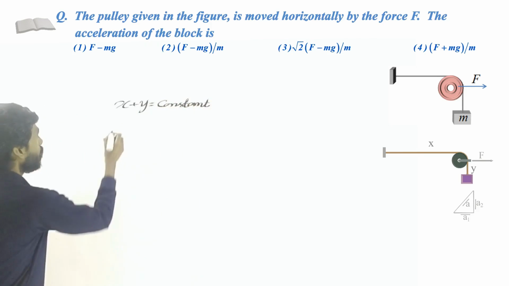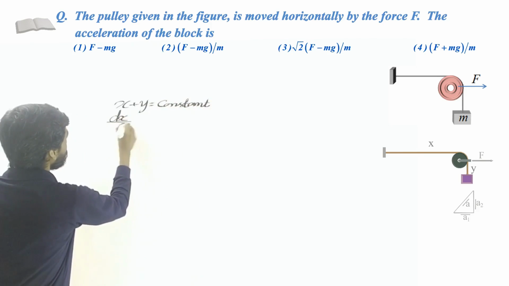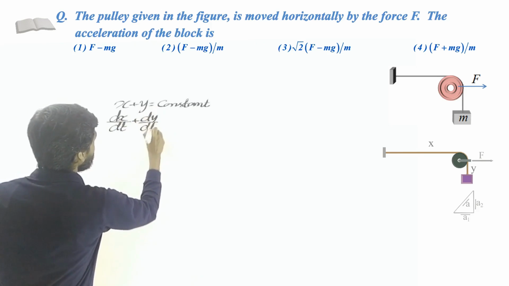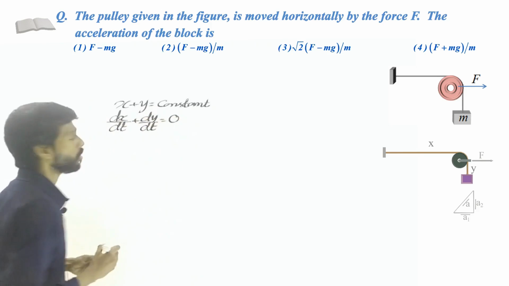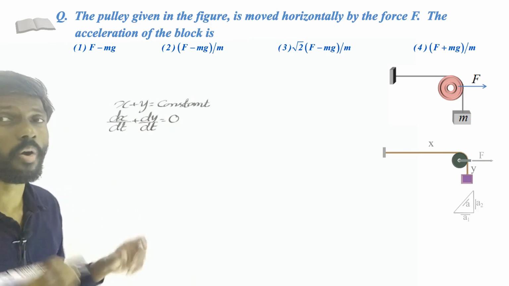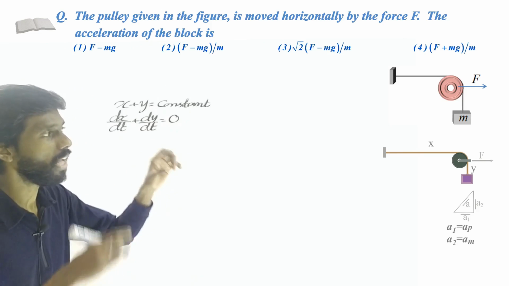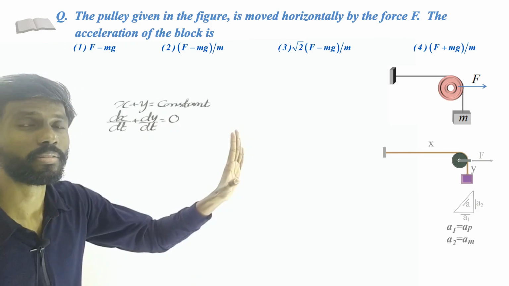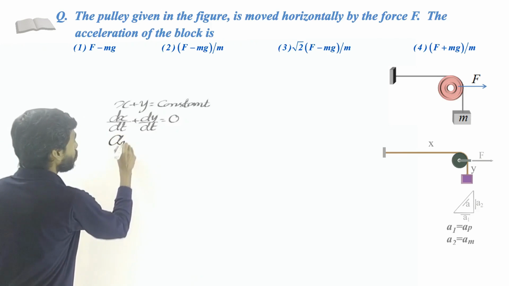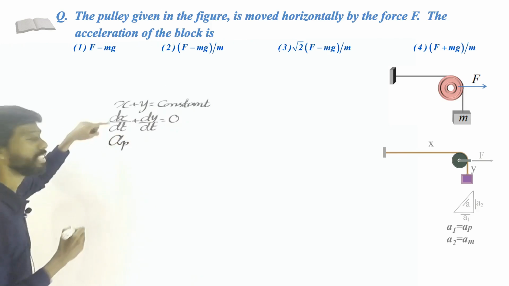Let us differentiate this. So dx by dt plus dy by dt, that is the derivative, equals 0. But what is dx by dt? That is the velocity of the pulley. As x increases, that pulley moves in the forward direction. So dx by dt is the velocity of the pulley.